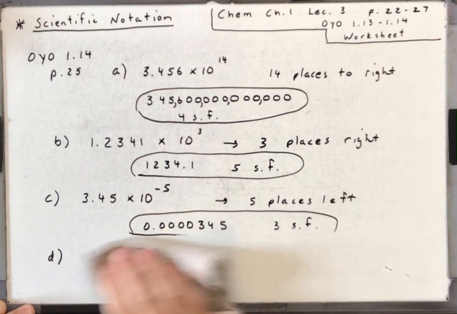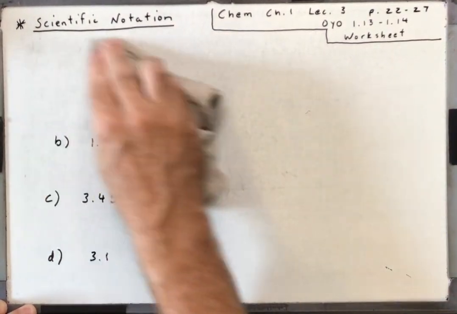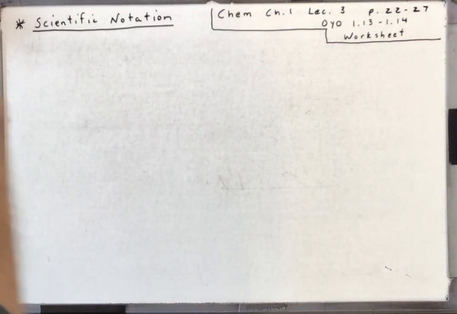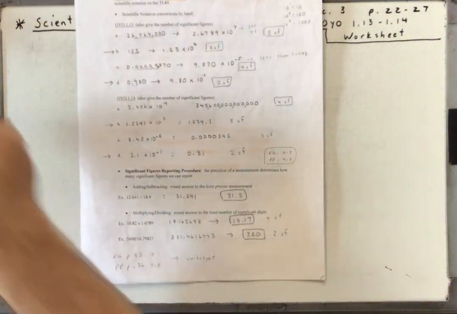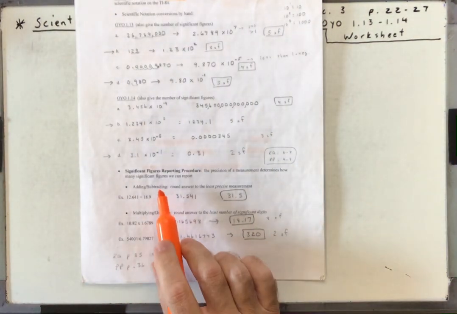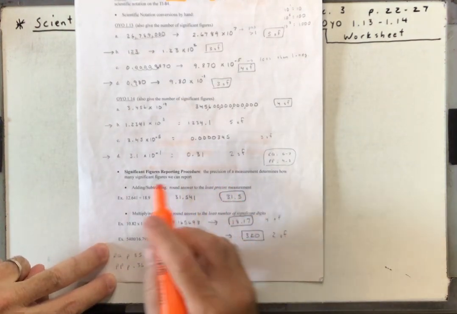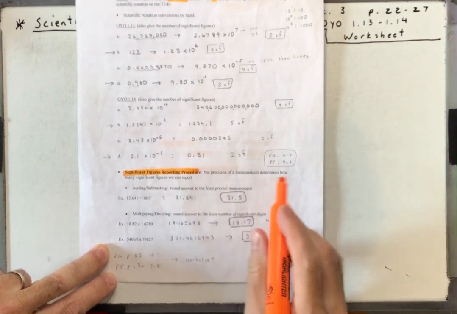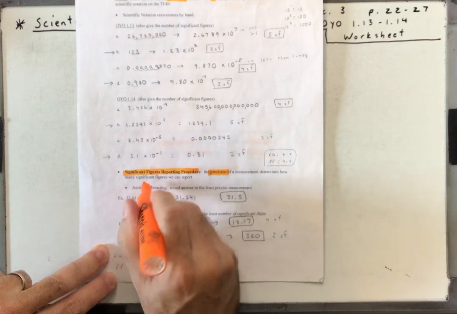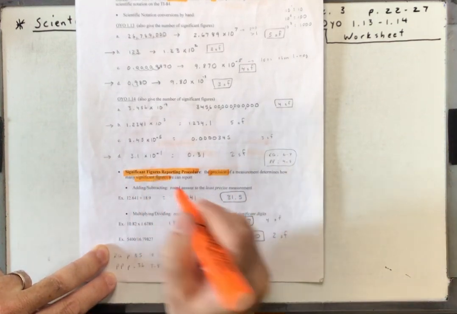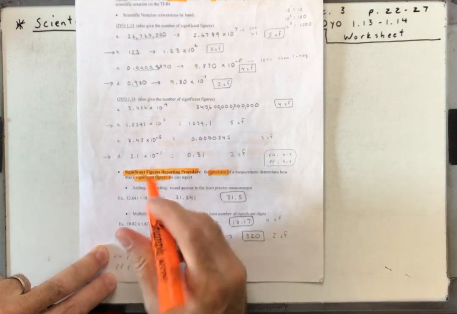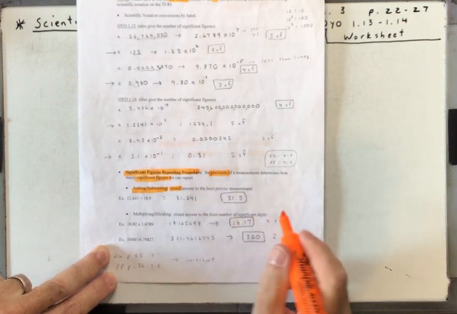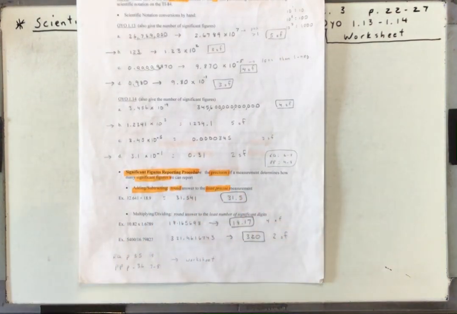So we'll move on and start using this scientific notation in some other problems. So we are near the bottom of page 4 in your notes, significant figures reporting procedure. All right, so the precision determines how many significant figures that we can report. So if you are adding or subtracting, we round the answer to the least precise measurement.